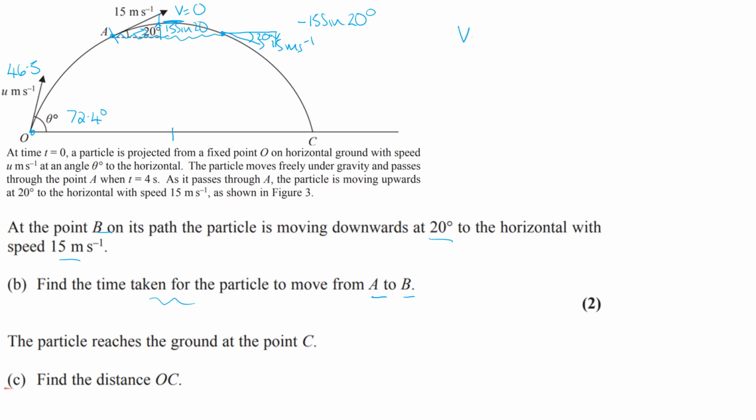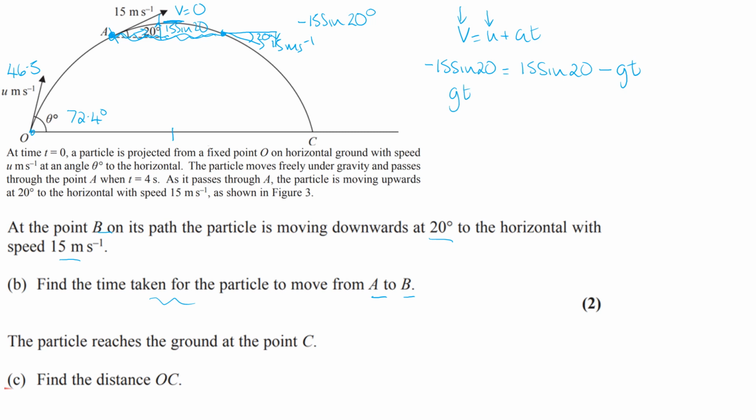But we could use V equals U plus AT, and U could be our initial speed just starting at A. Our V could be our speed by the time we've got to B, and our A is going to be minus G, and we could just solve for T. So let's do that. Then the final speed is going to be minus 15 sine 20. Initial speed is going to be taken starting from A because we're just asked for the time in between those points. So that will be 15 sine 20, and then we've got minus GT.